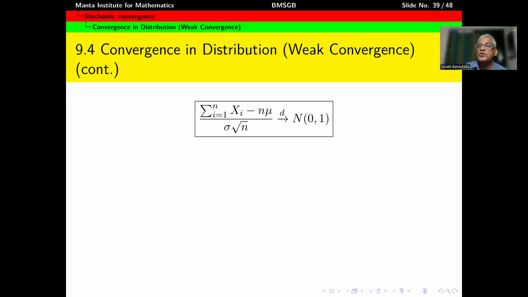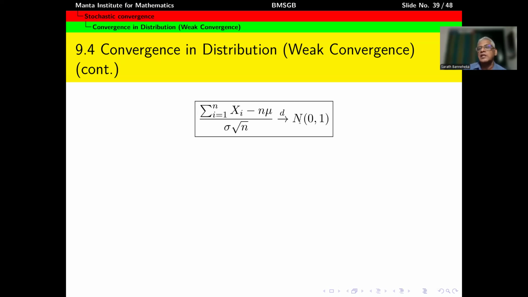This is a very, very useful theorem, and it is used in various places in statistics, especially when we talk about large sample inference, right? Large sample inference. So the theorem is actually concerning the standardized sample mean, the distribution of the standardized sample mean when n goes to infinity.